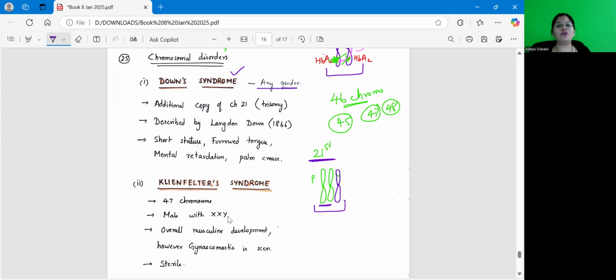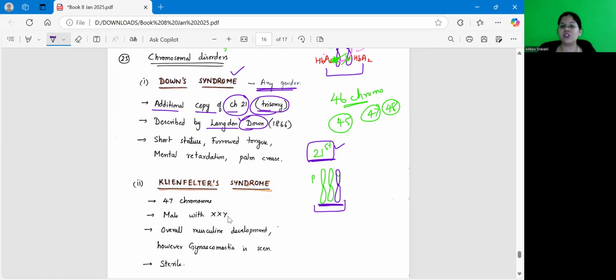And please remember, Down syndrome can be in any gender because it is autosomal. 21st chromosome is what? It is autosomal. So it can be seen both in males or females. Clear? So we call it trisomy of the 21st chromosome. Why trisomy? Because instead of a pair, we have three chromosomes present in the 21st chromosome. So there is an additional copy of the 21st chromosome, hence it is trisomy. And it was first described by Langdon Down in 1866, hence it is called Down syndrome.